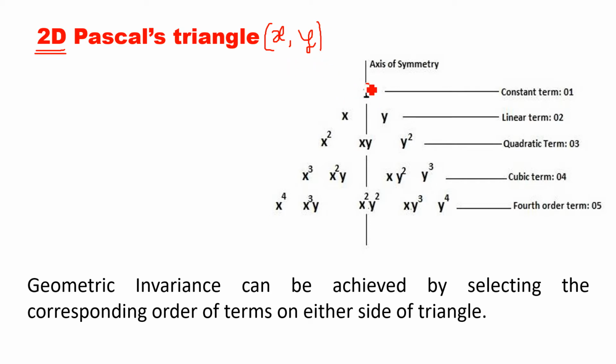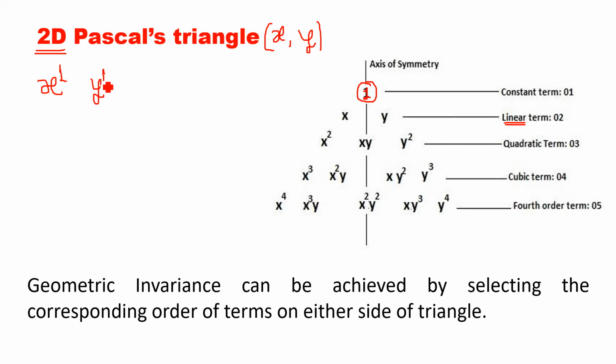So first point in the Pascal triangle, if you look at this, it represents the constant term. So normally it is represented by 1. Okay. So in the second row of this Pascal triangle, it represents the linear terms. Linear term means maximum degree of variable is 1. It may be x or it may be y. The maximum degree is 1.